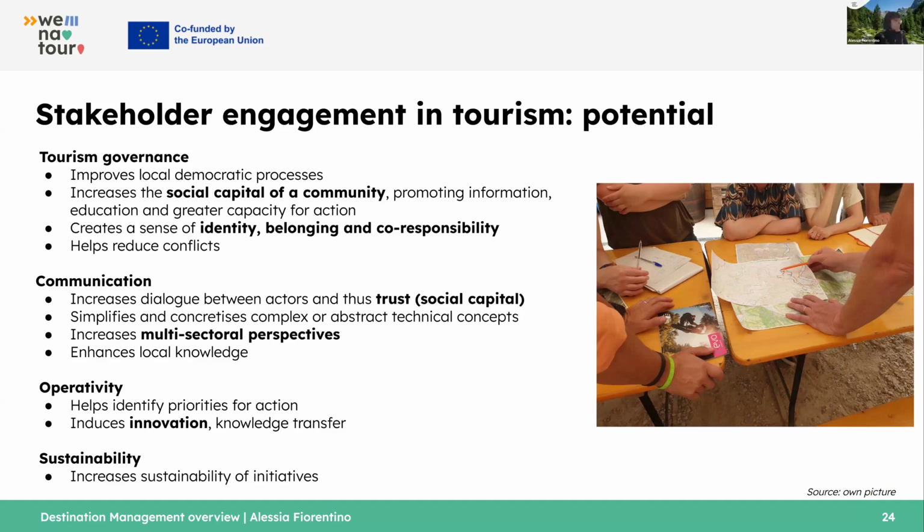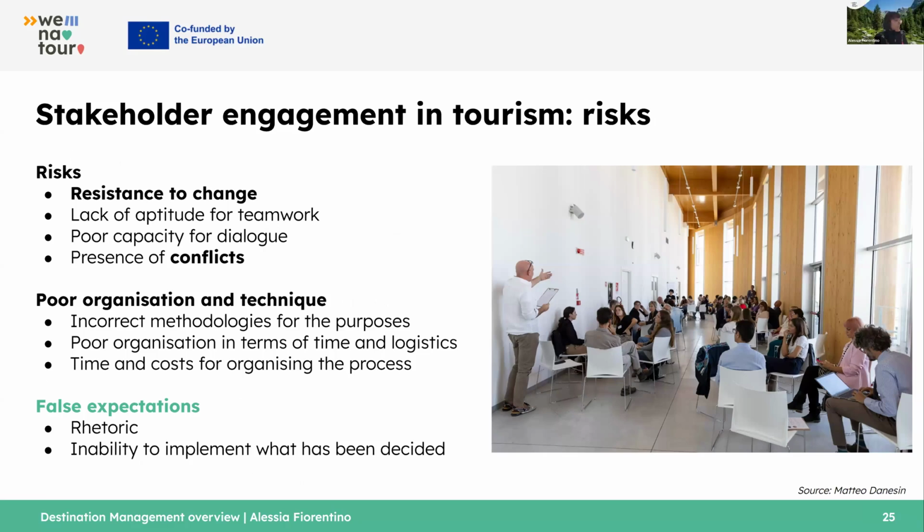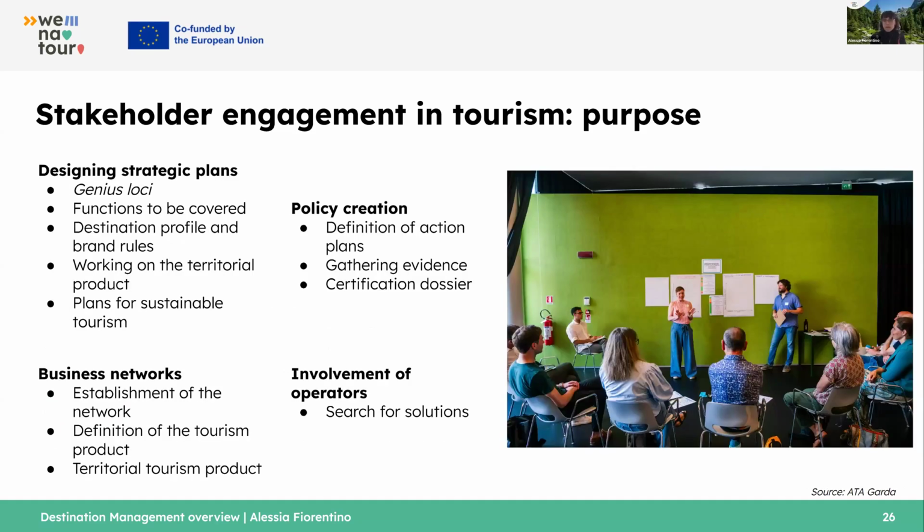And lastly, in which tourism area can we apply participatory planning? So designing strategic plans, we have seen that earlier, establishing business networks between different businesses who want to work on a tourism product, for instance, the bike and hike tourism product, to create policy, and to involve operators in search for solutions. So the purposes are many, and as you can see, they are quite complex purposes, but these are the most used ones, let's say.